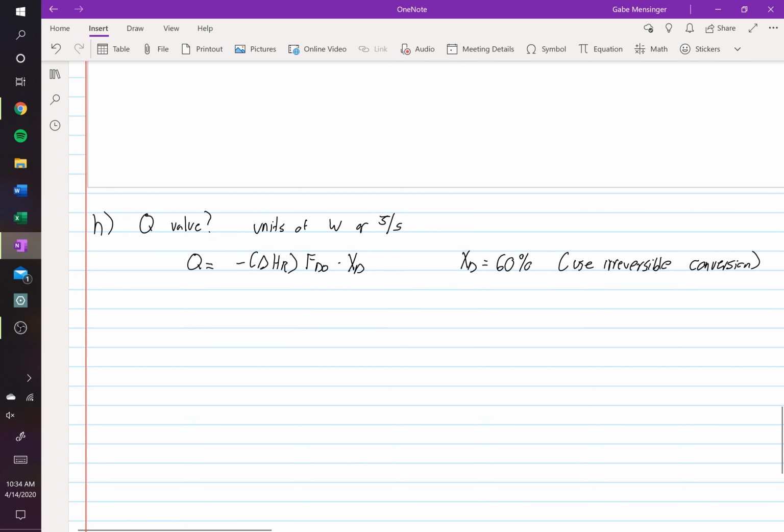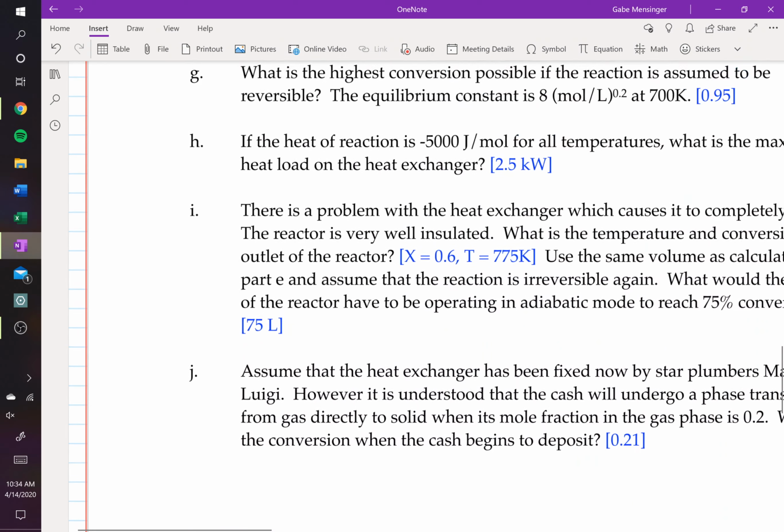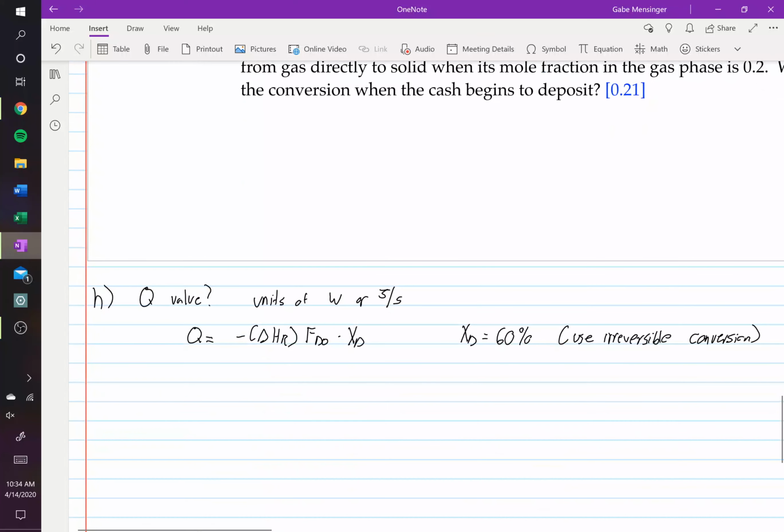So that's just kind of a simple little energy balance where the heat produced from the reaction is going to be the heat load of the heat exchanger, the amount of heat the heat exchanger needs to remove. So moving on to part I.